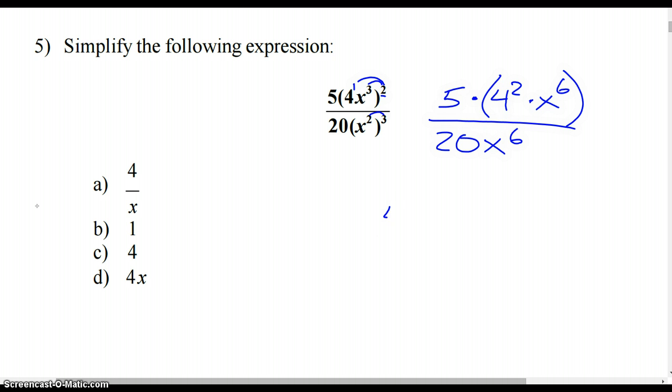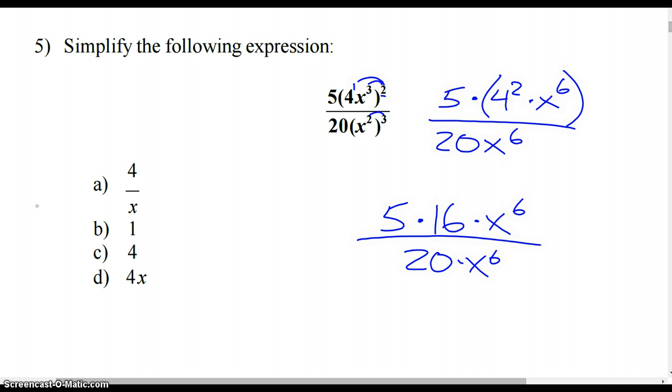We've got 5 times 16 times x to the sixth all over 20 times x to the sixth. Well, your x to the sixth are going to cancel out, and then we are left with 5 times 16, which happens to be 80 over 20, and 80 divided by 20 gives me 4, so we're looking at C for that one. Alright, so there's 1 through 5 on the MCA.